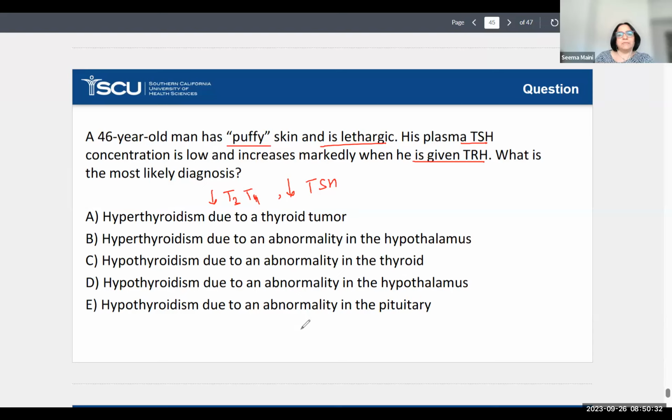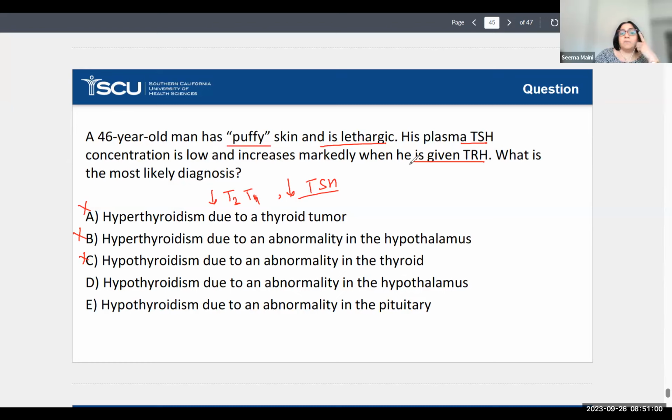Hypothyroidism due to abnormality in the pituitary gland. Due to abnormality in the hypothalamus. It's not hyperthyroidism, so let's cut both hyperthyroidism options. Abnormality in... between D and E, right? It's not C because it's not a primary abnormality of the thyroid, because we have low TSH.